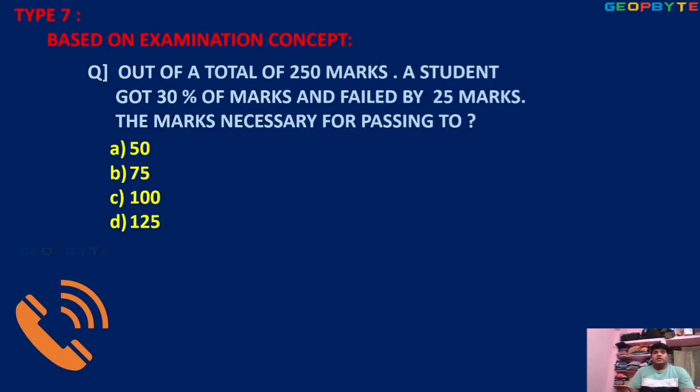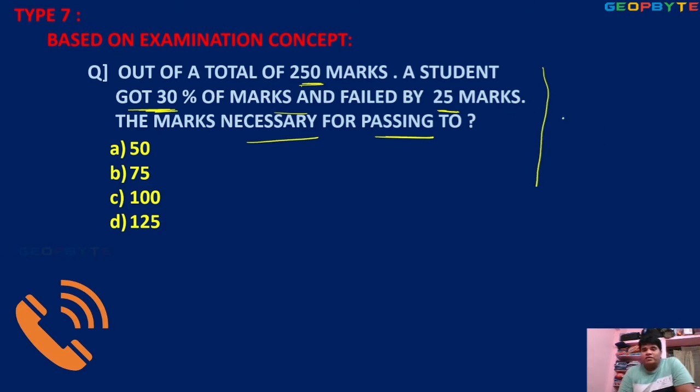Next, same examination concept. Both are previous questions. Out of total 250 marks, a student got 30% of marks and failed by 25 marks. Find the marks necessary for passing. Okay children, you observe.